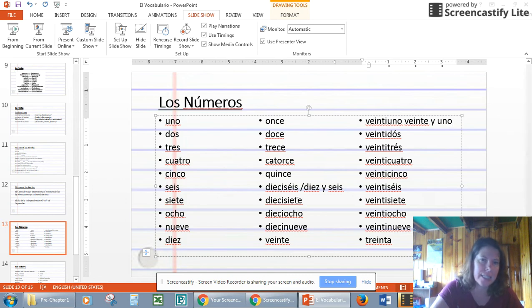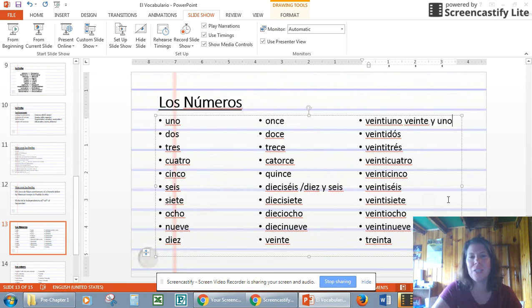16, 17, 18, 19, 20. And then the same follows through as we continue with the numbers going on. 21, 20 and 1, 21. 22, 23, 24, 25, 26, 27, 28, 29, 30.